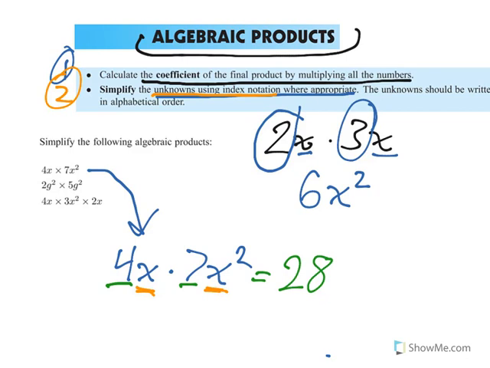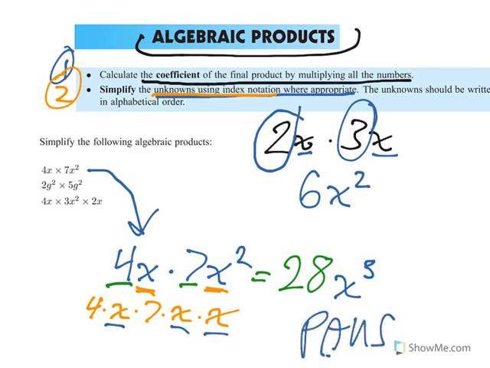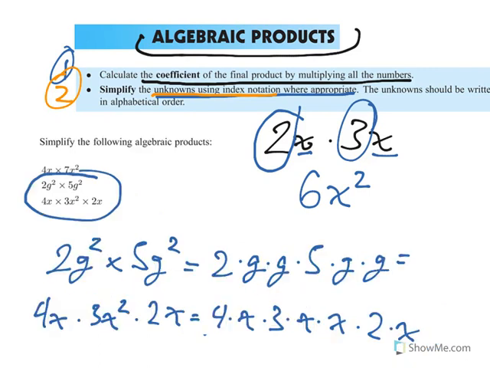How many x's are there? If we break this down, we could write it out like this. Right? So how many x's are there? There's 1, 2, 3. So this would be 28x to the power of 3. So we have just simplified this algebraic product. I want you to pause the video and do the last 2.